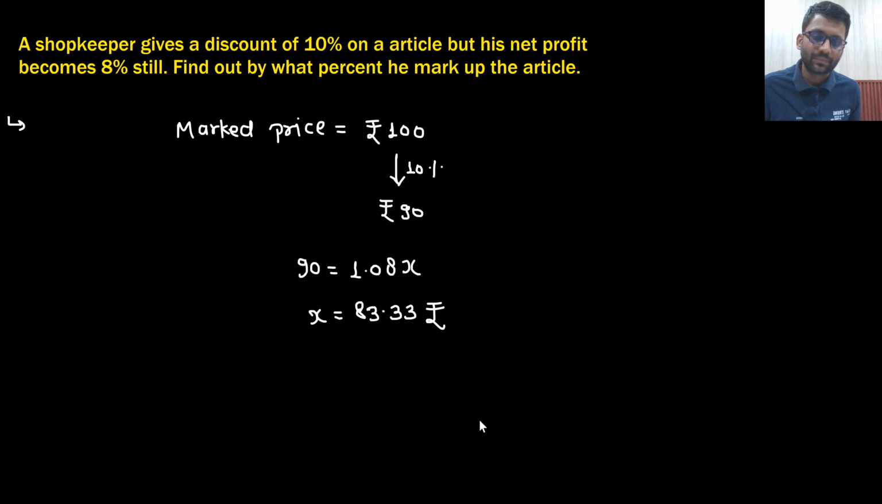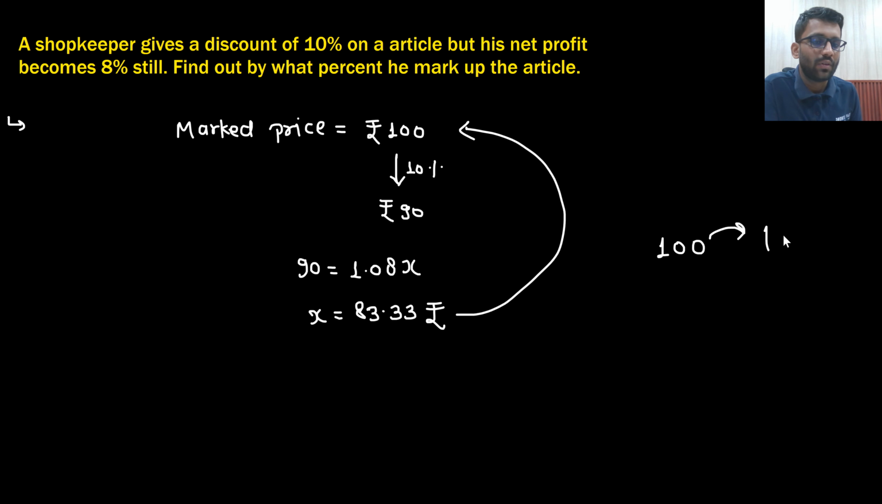83.33 rupees. So what they are saying, find out by what percent he marked up the article. So he marked up the article to 100. Let's just say my actual price was 100 and I marked it up to 150. So by how much percent I marked it up? 50%, right? 100 was the actual, I marked it to 150. So 50% I marked it up.